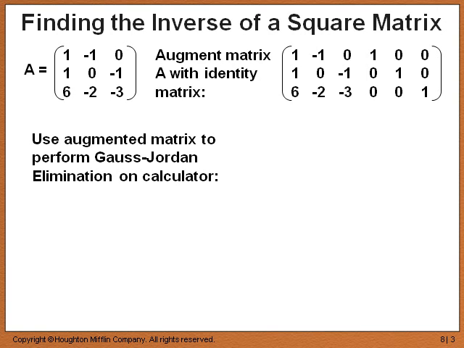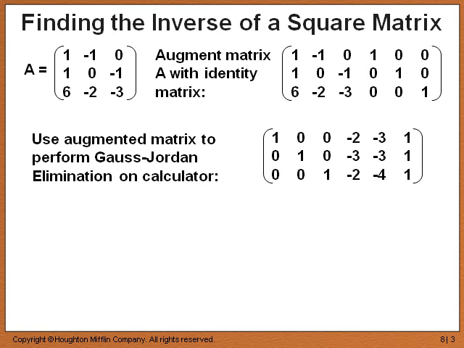Then you're going to use this augmented matrix to perform Gauss-Jordan elimination on your calculator. Remember, you're going to use the row reduce or RREF function of your calculator. And what you'll end up with is the identity and negative 2, negative 3, 1, negative 3, negative 3, 1, negative 2, negative 4, 1.